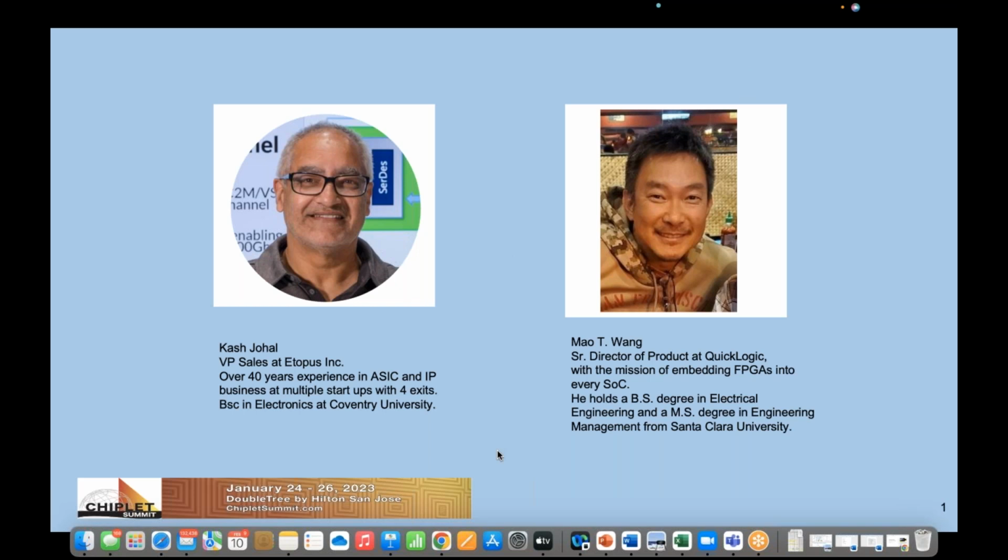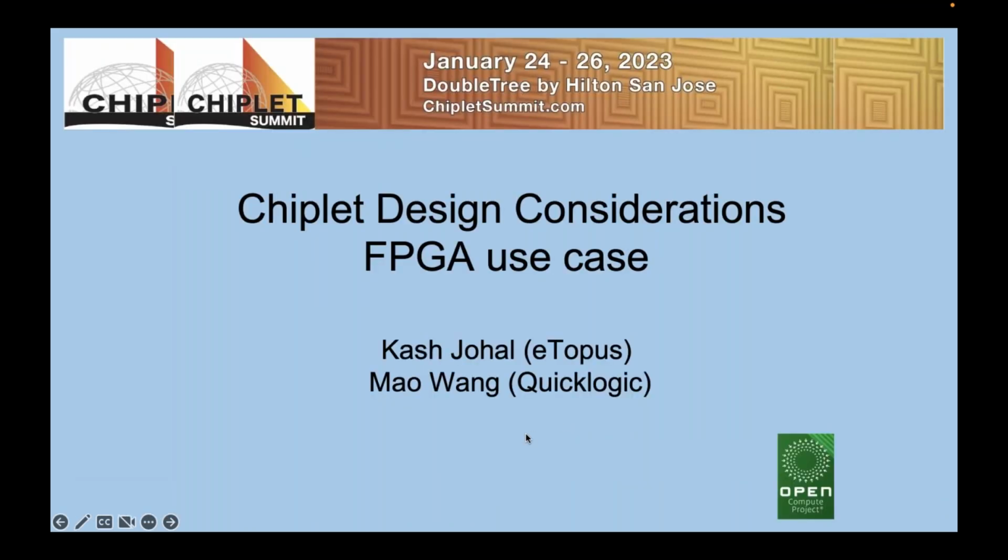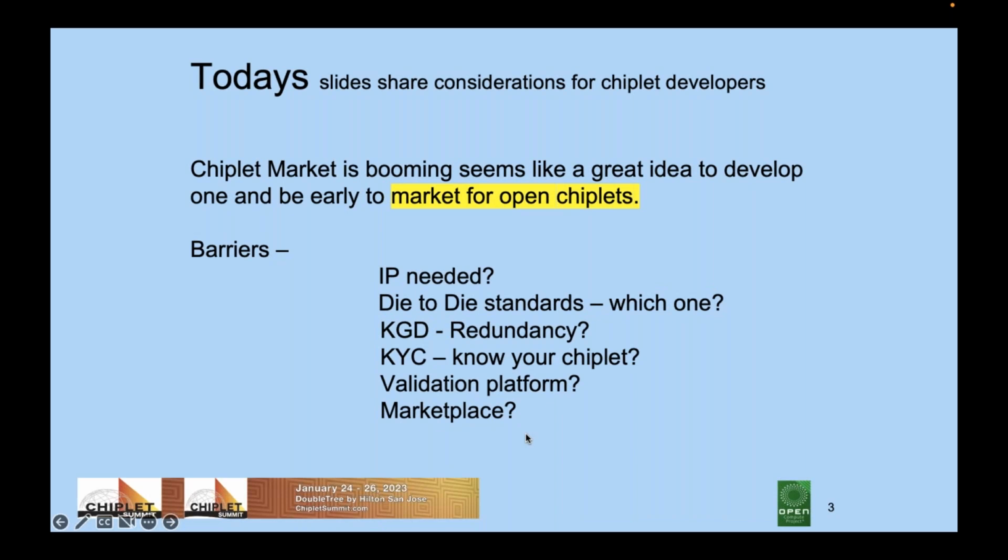Kash, all yours. Okay, so the basis for this is the common presentation we made at the Chiplet Summit, myself with my compatriot Mao Wang, who's with QuickLogic. The main discussion point we wanted to have was, everybody's really excited about the chiplet market and they think it's a great idea. The economic story is fantastic. The hype is there. So let's look, as developers or providers, at what some of the issues are that an end customer might have.